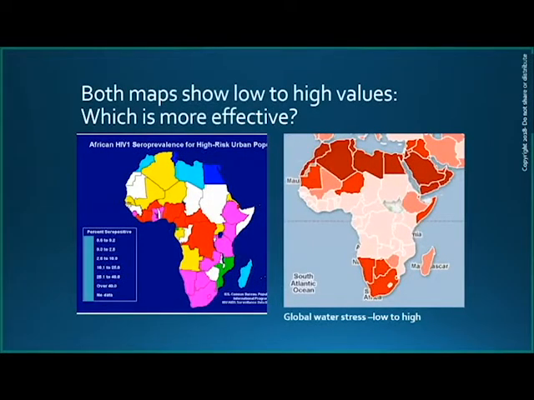Okay, and so this slide is about the use of color. These maps are not showing the exact same information, but they are both showing low to high values geographically. Which map do you feel is more effective, the map on the left or the map on the right? We can't see the key in either one of these maps. I've shown this map to many audiences, and almost every time people choose the map on the right as the map that is more obvious.